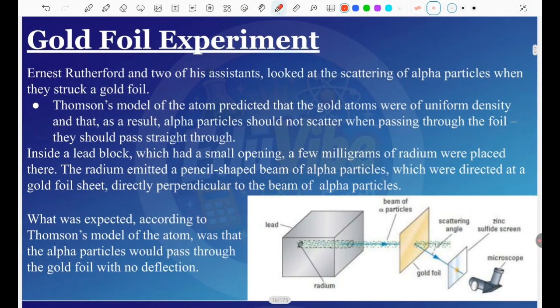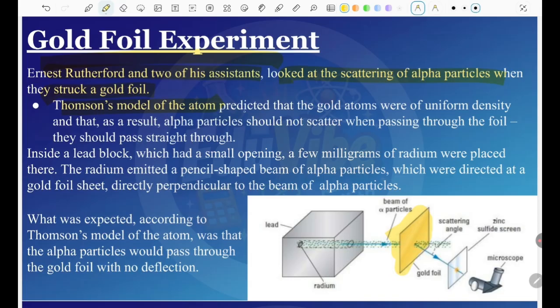The experiment they did is the gold foil experiment. You can see over there, this is the experiment, and this is the gold foil. What they did was, Rutherford had two of his assistants look at the scattering of the alpha particles when they struck the gold foil. So they had some alpha particles and they targeted those alpha particles onto a gold foil, and the observation led to the discovery of the nucleus.